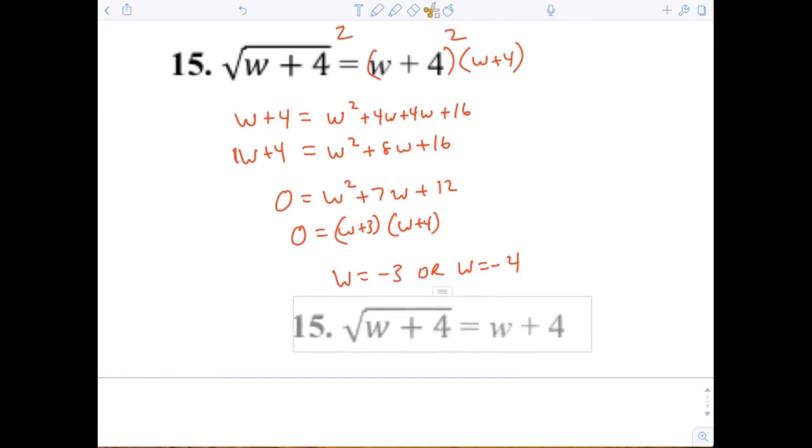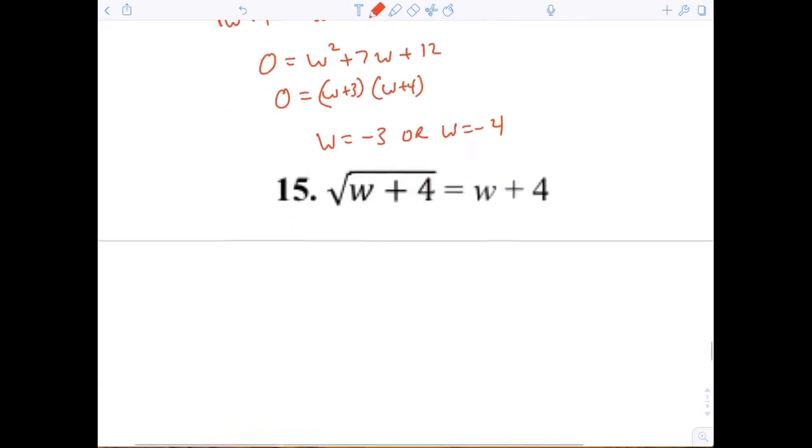So we're going to check our work here. If I plug -3 in, square root of negative 3 plus 4, does that equal negative 3 plus 4? Yes, because the square root of 1 is still 1. Everybody agree? Now let's plug in negative 4.